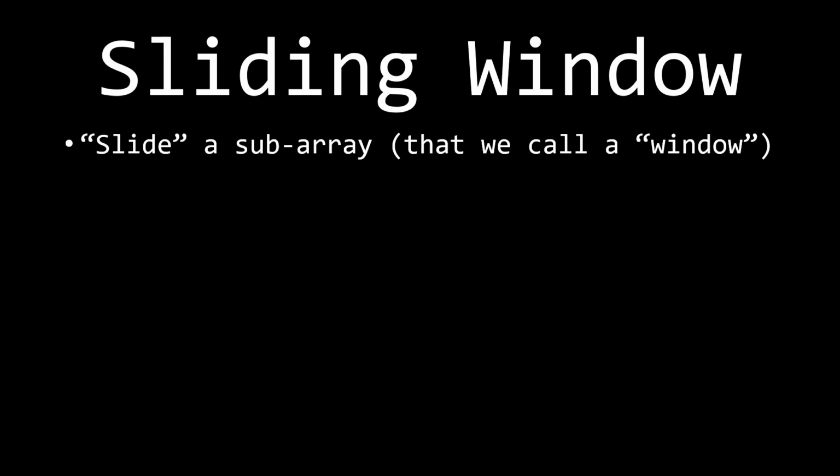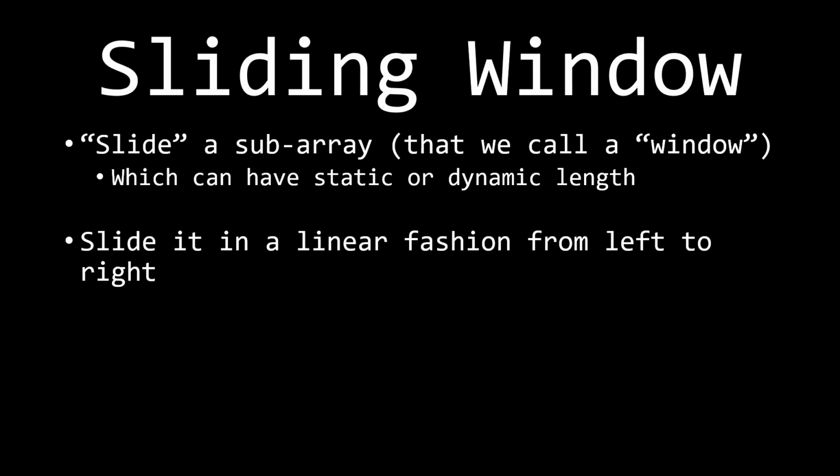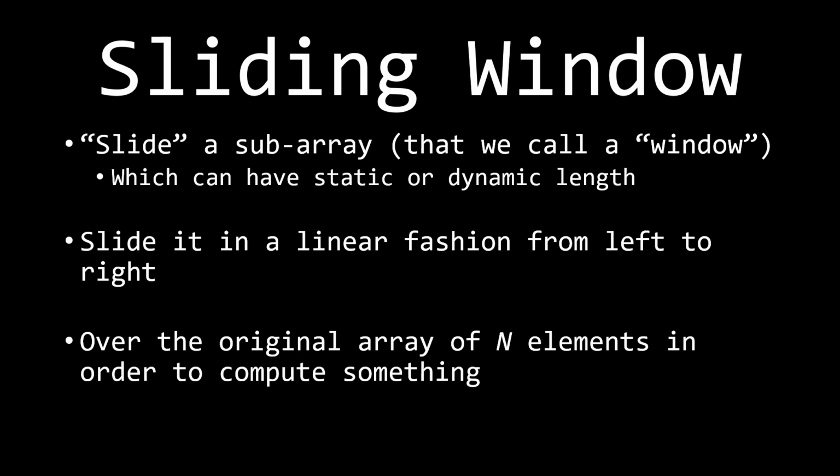Generally, the idea behind the sliding window technique is essentially to slide a subarray that we call a window. And this window can have static or dynamic length. We slide this subarray in a linear fashion from left to right over the original array of n elements in order to compute something we want. And generally, we're trying to speed up a solution that runs in O of n squared time, for example, into O of n.